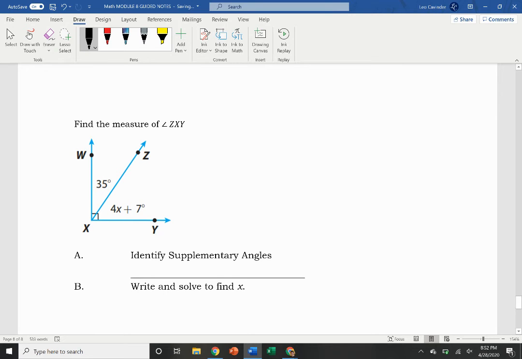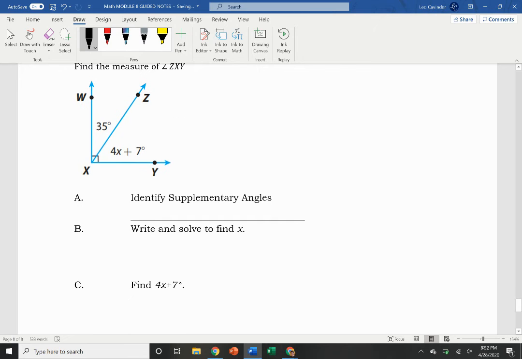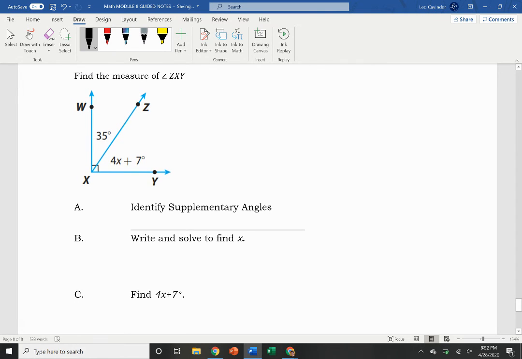Last example here. It's hard to teach geometry virtually because you kind of have to do it in person to understand.